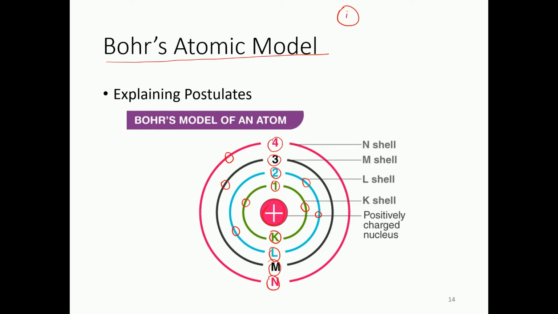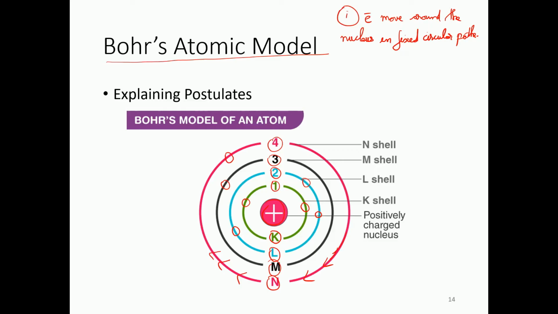So the first postulate of Bohr's model is that electrons move around the nucleus in fixed circular paths. So this is the first postulate given by Bohr. Again, this is the orbit and electrons are moving, let's say, in the clockwise direction. So this is the first postulate given by Bohr's atomic model.